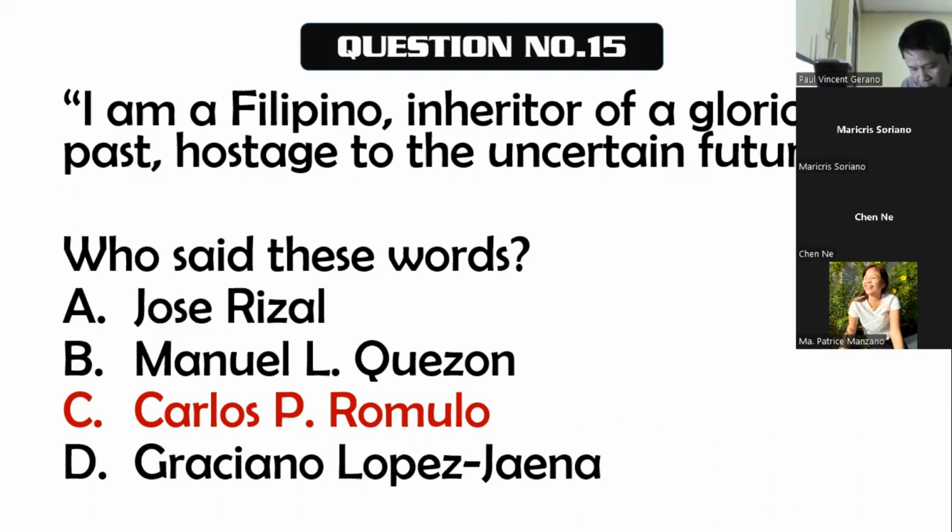Okay? The line here shows that the Philippines has a rich what? Inheritor of a glorious past, hostage to the uncertain future. It shows here that the Philippines has a rich what? Resources? Traditions? What is the answer? Rich what? History, correct. Patrice is correct. Inheritor of a glorious past. Glorious past. Rich history.